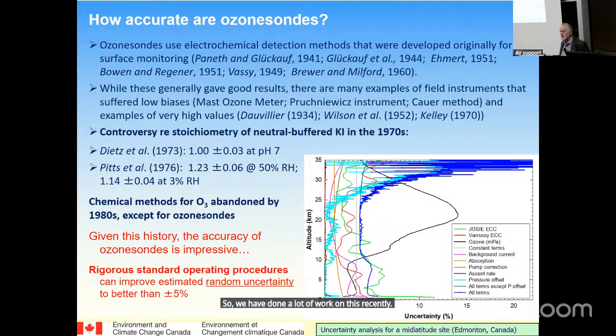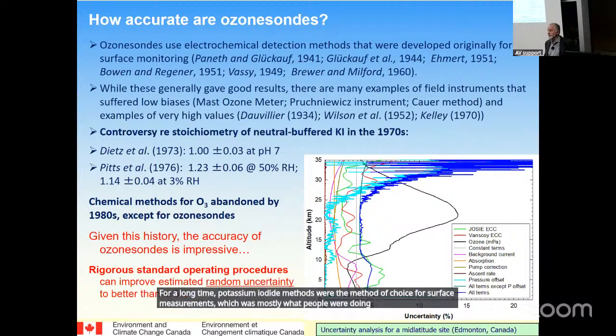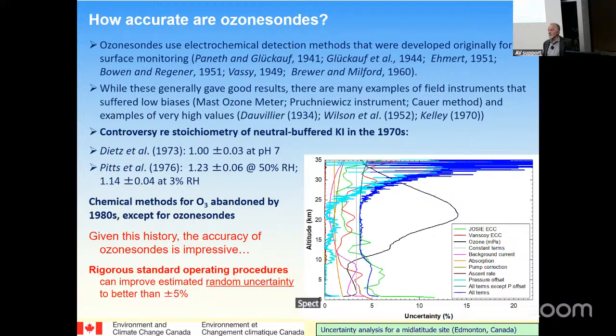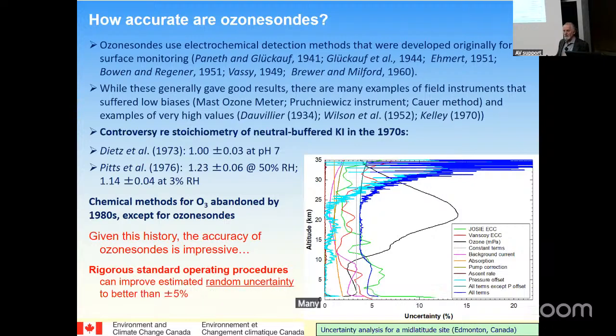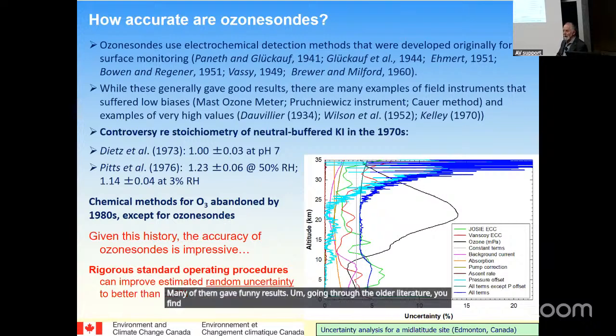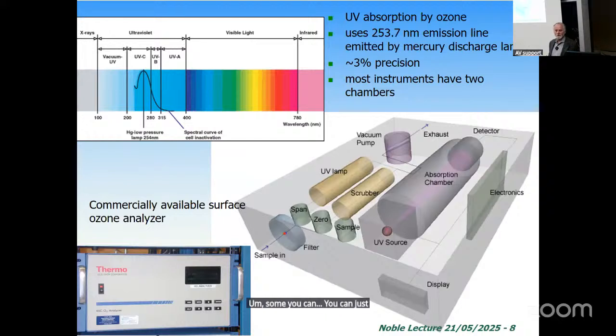For a long time, potassium iodide methods were the method of choice for surface measurements, which was mostly what people were doing other than measuring total ozone. Spectroscopic measurements were extremely difficult, so there's only a few from the 1930s and 40s, but there's lots of instruments being developed that use this potassium iodide reaction. Many of them gave funny results. Going through the older literature, you find results that make no sense, frankly. Some you can just throw out as absurd.